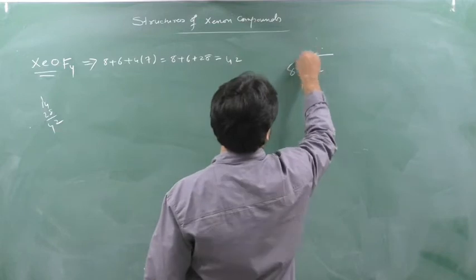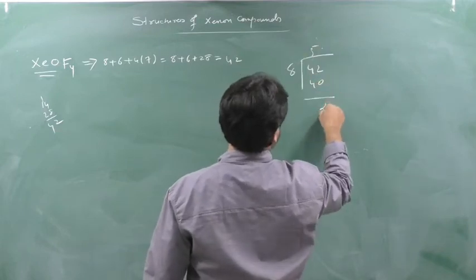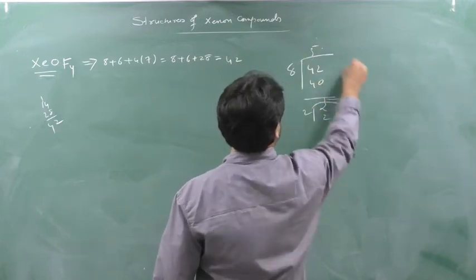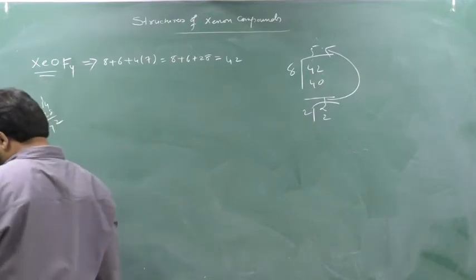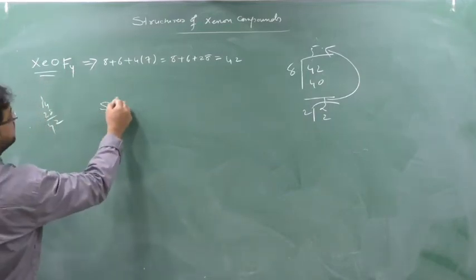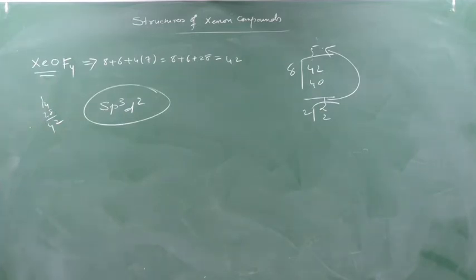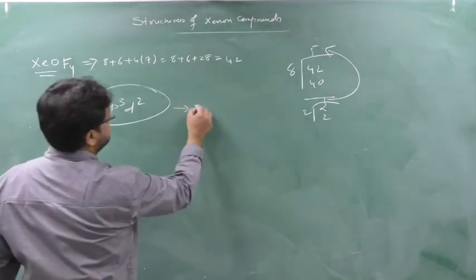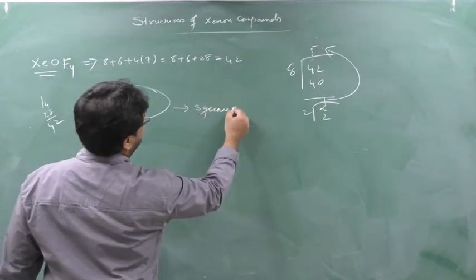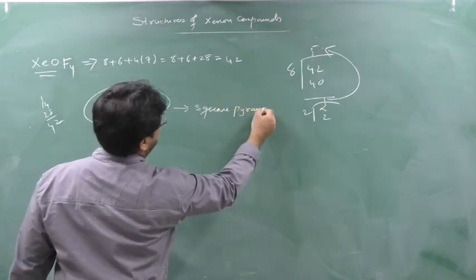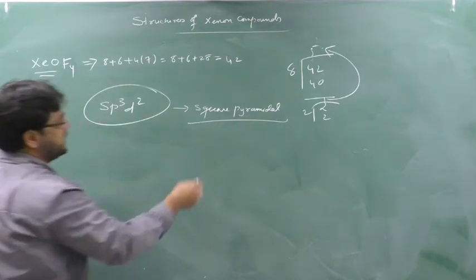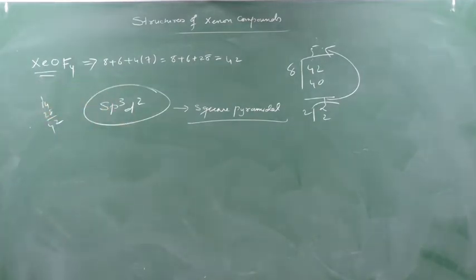So here 8 will come. 5 sixes are 30, 1 is 2 means 42. So 5 plus 1, 6, means sp3d2. So sp3d2 is the hybridization. Yes or no? 3 plus 2, 5 plus 1, 6. Octahedral you are thinking, but it is not octahedral. It's a square pyramidal. Please remember, square pyramidal. I am not doing this in detail for oxygen. The rest of the things you can do as I was doing for fluorine, because of lack of time.